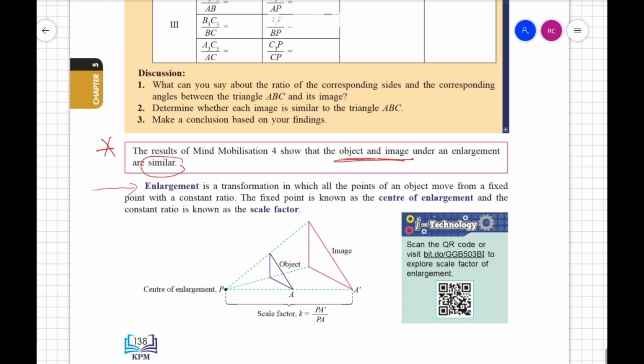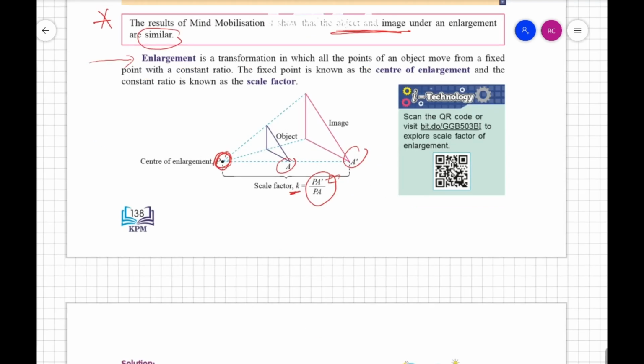So look at this paragraph. Enlargement is a transformation in which all the points of an object move from a fixed point with a constant ratio. The fixed point is known as the center of enlargement. So this is the center of enlargement. And the constant ratio is known as the scale factor. So this part over here, the ratio means that from P to A prime, PA prime over PA is equal to scale factor K. We will look into this later on. So let's go to the next page.